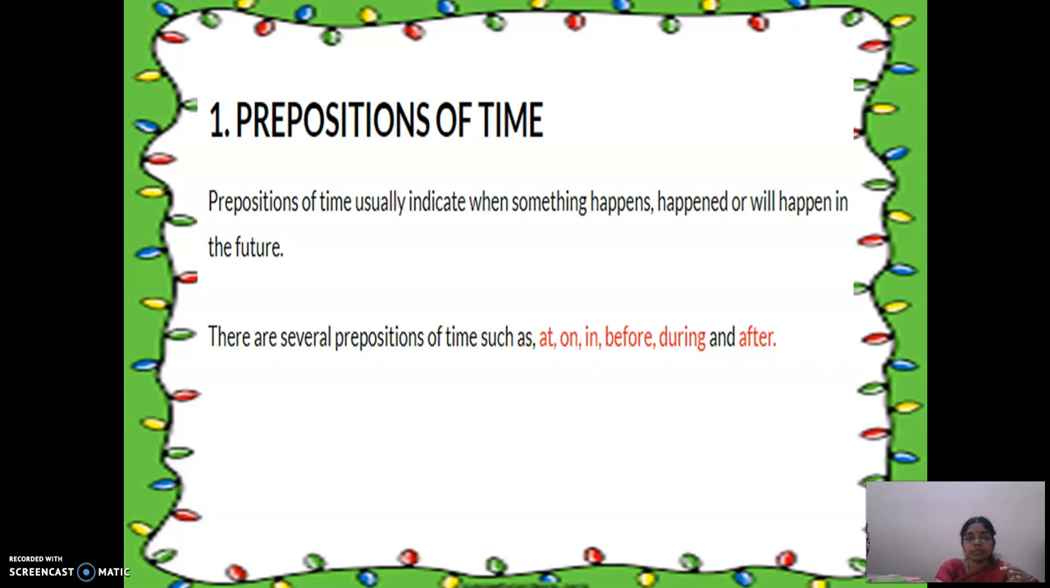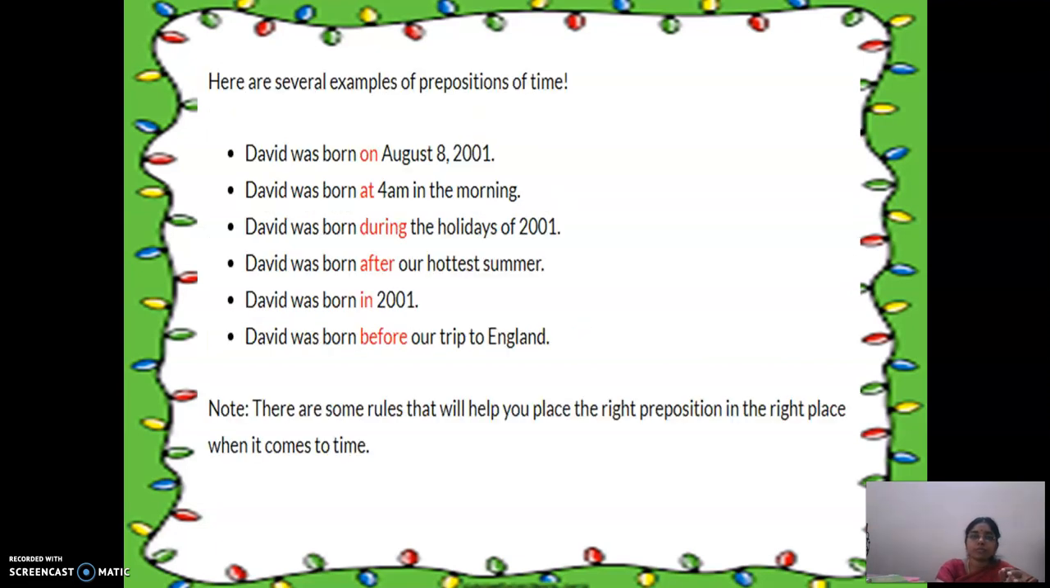So there are several prepositions of time. Some of them are given here: at, on, in, before, during, and after. Okay. So now we will see one by one. David was born on August 8, 2001. Children, please go through the examples very keenly. From this itself, you will get some clues about prepositions of time. Okay.